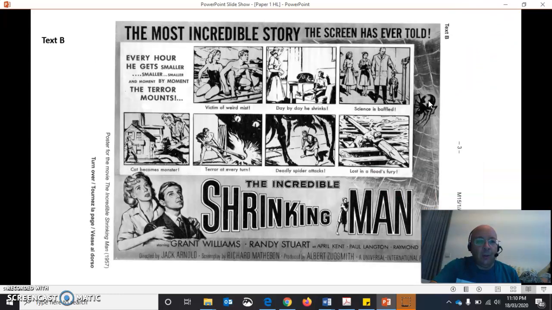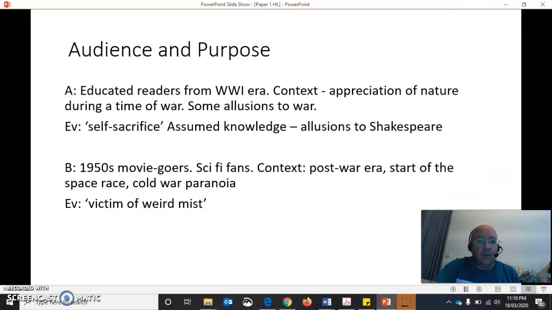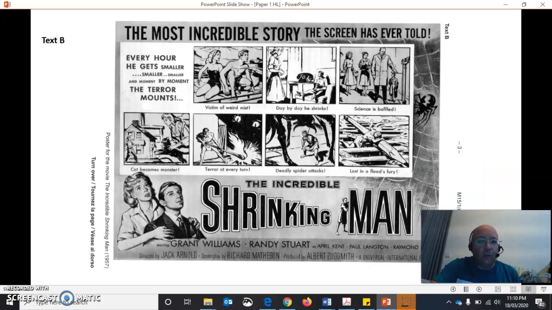So let's have a look through the various options here. Sorry, the second text here as well for higher level is a movie poster, as you can see. I should say one difference with the new course is that you don't have to compare the two texts. You do answer about 2 different texts in paper 1, but you don't have to compare them.